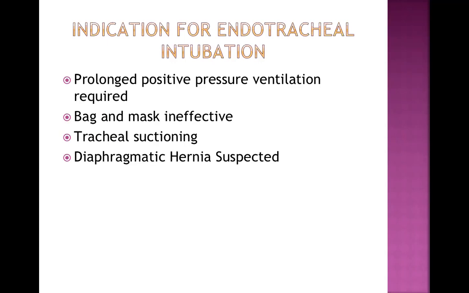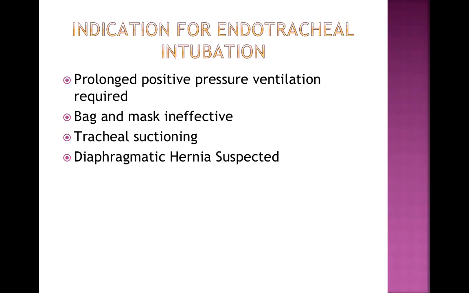Now, when bag and mask ventilation is ineffective, a perfect example I can give is congenital diaphragmatic hernia. Actually, bag and mask ventilation is contraindicated in that situation because a lot of the air through the mask will go into the GI tract, that means the stomach or colon or intestine. They are present in the thoracic cavity in this condition, so they further compress the expansion of the lung. This is a big problem. But if you put an endotracheal tube, nothing like that will happen because all the air will directly go into the lung.